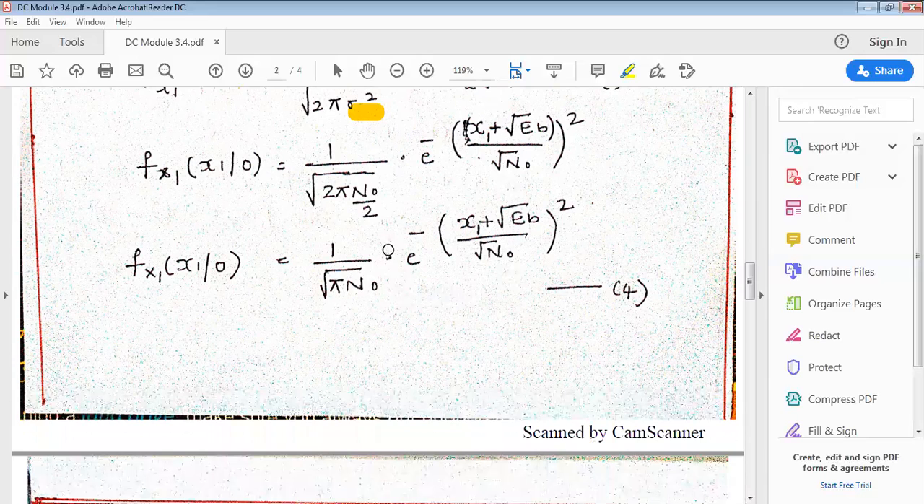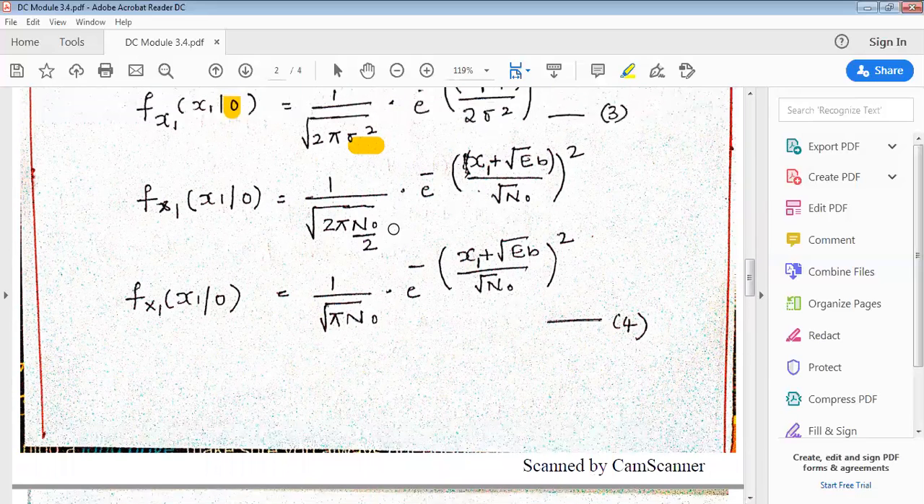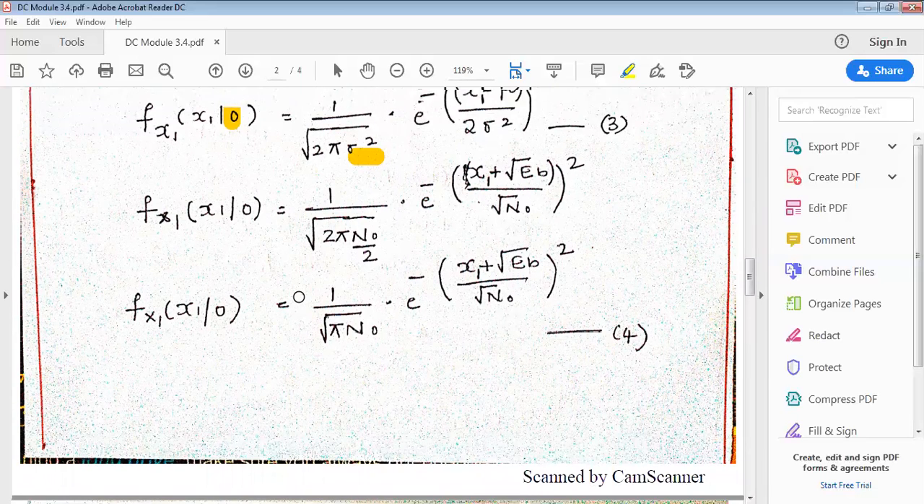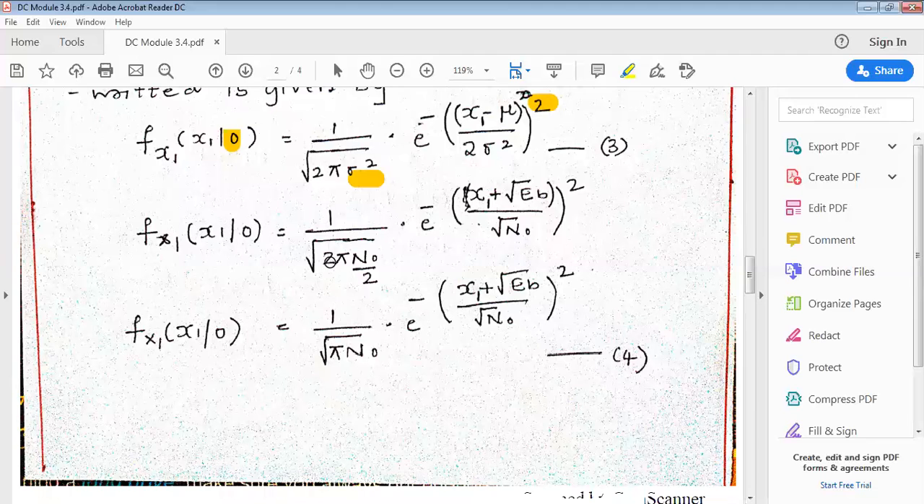Next, here, 1 divided by this 2 and this 2 get cancelled. So we'll be having 1 divided by square root of pi N naught into e raised to minus (x1 plus square root of Eb) divided by square root of N naught, whole square.